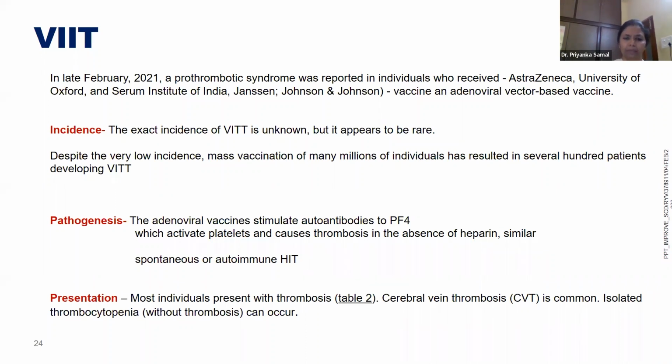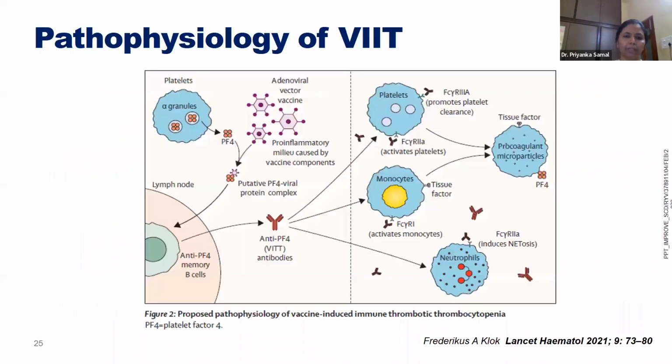So the pathogenesis, we have a good diagram on that. Here again, you can see adenoviral vector vaccine causes a pro-inflammatory milieu caused by the vaccine components. The platelet factor 4 is released from the platelets. These together form a complex. They enter into the lymph nodes. Then there is some priming, and the memory B cells will produce some antibodies. These antibodies again go and attack the platelets, and with the Fc gamma receptor on the monocytes, they are again phagocytosed. And not only this, but they bring about thrombosis by recruiting the neutrophils and the other procoagulant particles which are present with the exposure of the tissue factor, resulting in thrombosis.